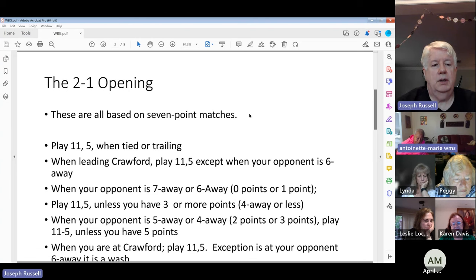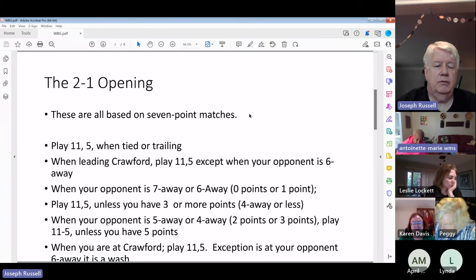So the 2-1 opening, the correct play is 11 and 5. Anytime the score is tied or you're trailing, you should play 11 and 5. That is the proper play. A lot of people still play 23, and the plays are close, but 11 and 5 wins more, or at least it has more equity, let's put it that way.